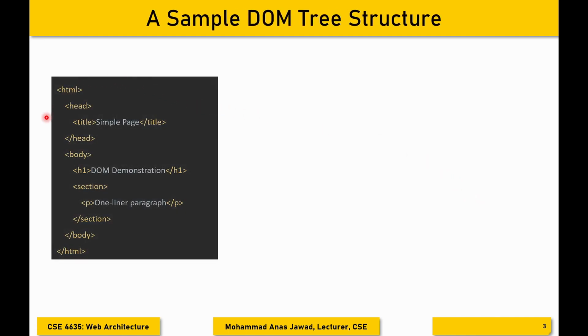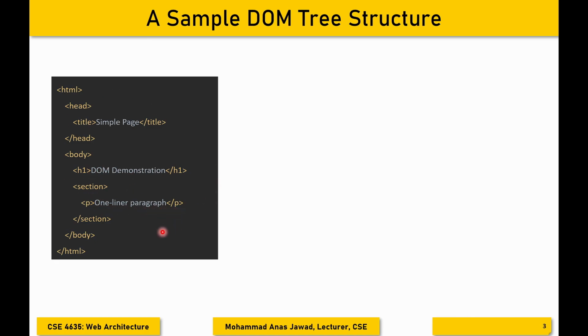Okay, so on the left-hand side here, we have a very simple HTML page, and it has some elements like the head tag and the body tag. Now, inside the head tag, we have a simple title element, and this title simply says simple page. Next, we have the body element, and inside the body element, we have an h1 tag that says DOM demonstration, and we have a section element that contains a paragraph element, and the content of that paragraph element is one-liner paragraph. Okay, so a very simple HTML file.